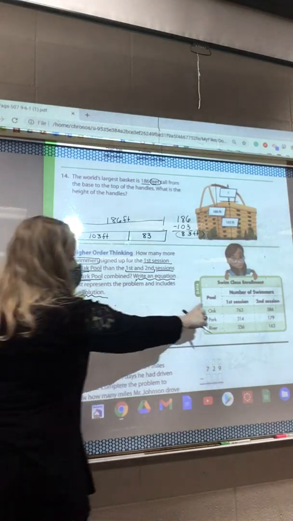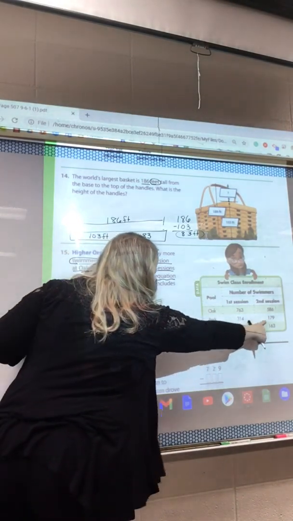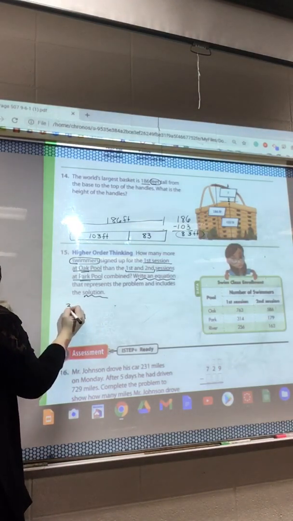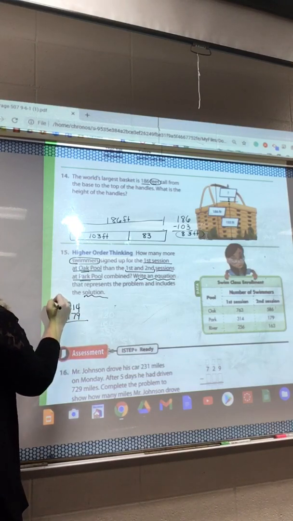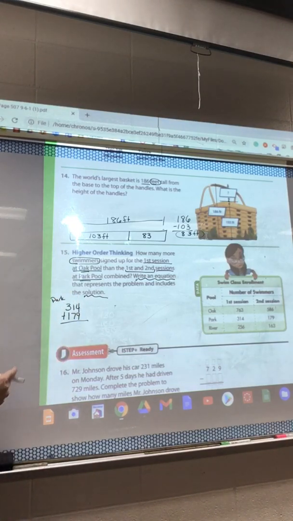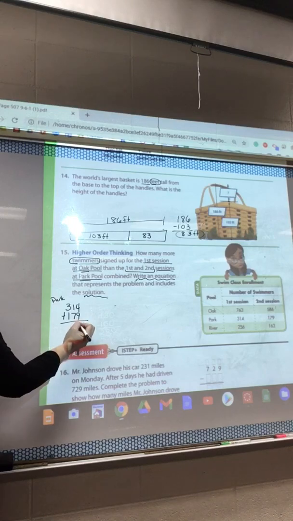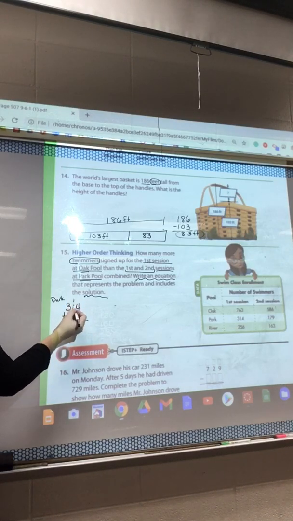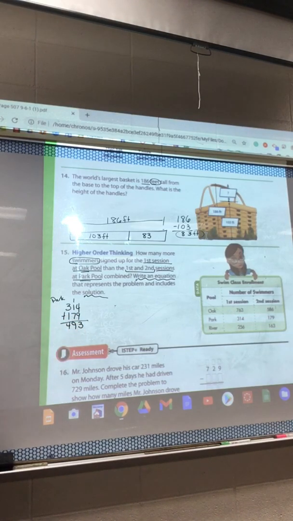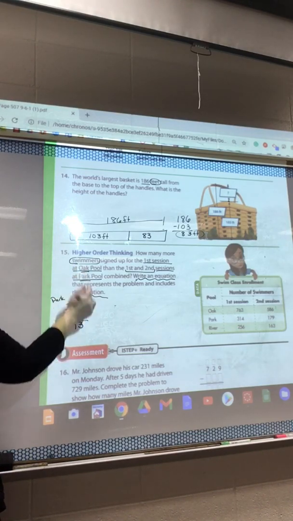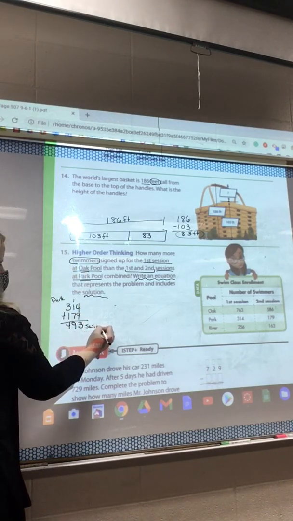Perfect. So I go over here, if I'm Park Pool, first and second, so here's my two numbers, 314 plus 179. I'm just gonna put Park up here so I don't forget. Okay? So 9 plus 4, 13. My 3 down, carry my 1, 1, 2 plus 7, 9. 3 plus 1, 4. 493 what? Swimmers. See how it's nice to have that circled up there?